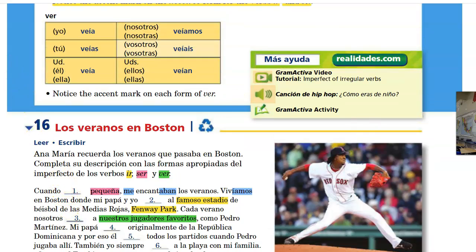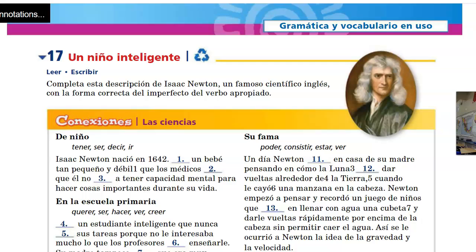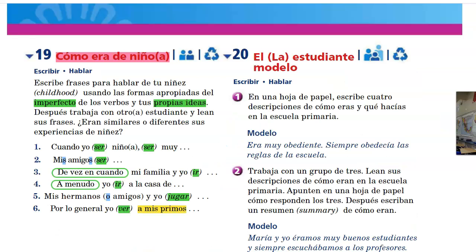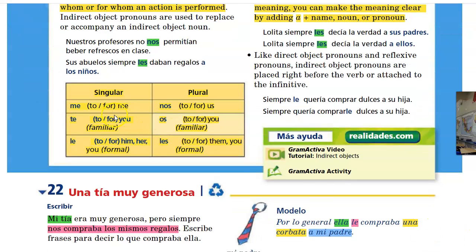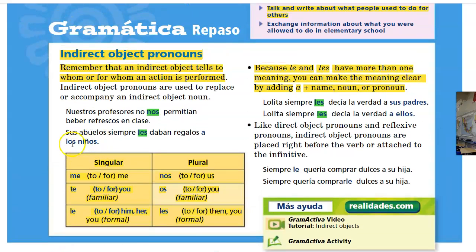And lastly, indirect object pronouns are on page 199. Those are the ones that we went over last class and the ones that we reviewed for your warm-up. So those should be pretty fresh. And I reviewed those at the very beginning of this video.